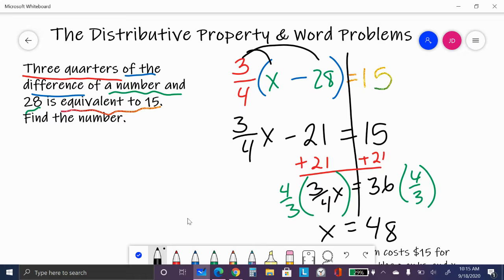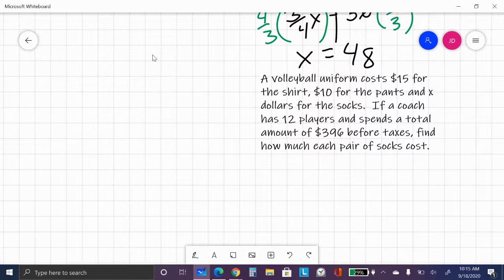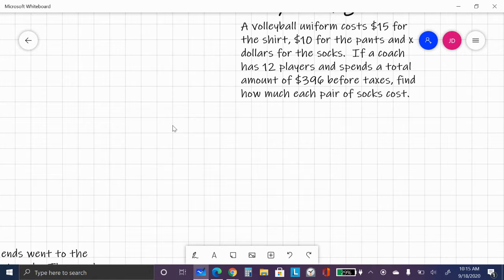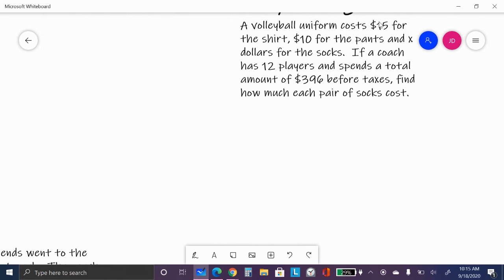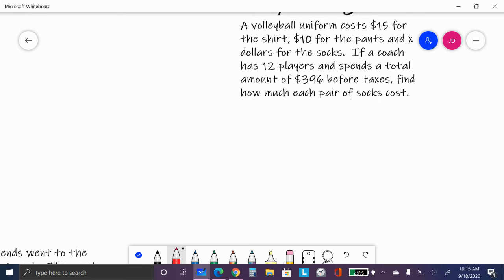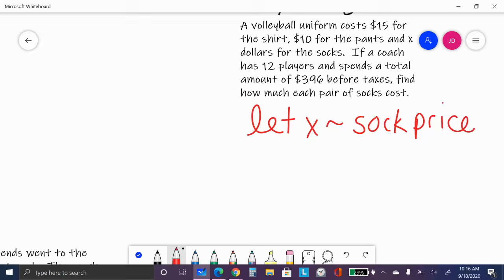All right, now let's take a look at a real world scenario here. A volleyball uniform costs $15 for the shirt, $10 for the pants, and X dollars for the socks. If a coach has 12 players and spends a total amount of $396 before taxes, find out how much each pair of socks costs. So automatically we need to find how much the socks cost. That's going to be my X, right? X is the sock price. That's what we're trying to find.